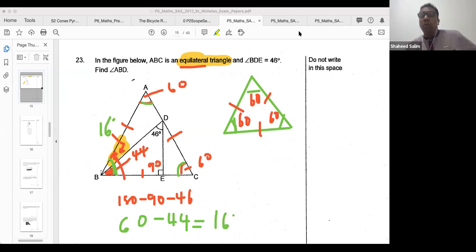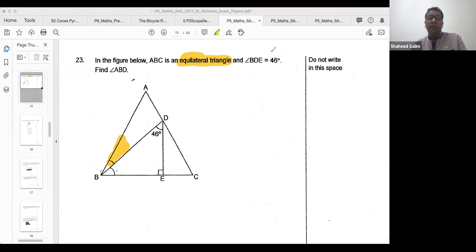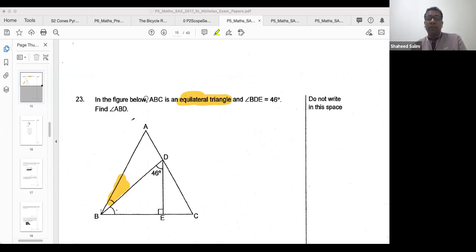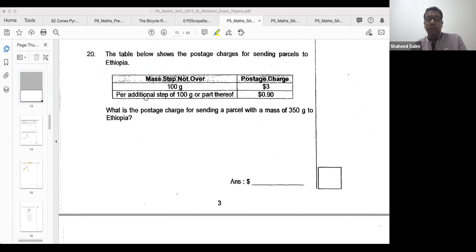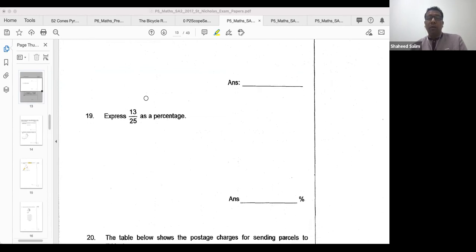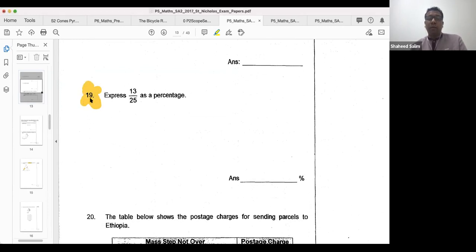Okay, let me call the rest while I give you another question while I go and call the rest. This one cannot use calculator. This one now. Number 19. Cannot use calculator.